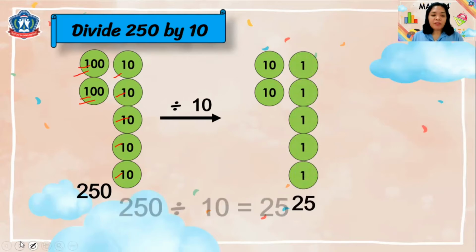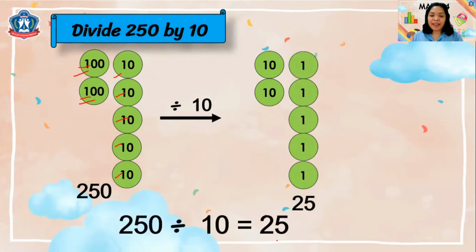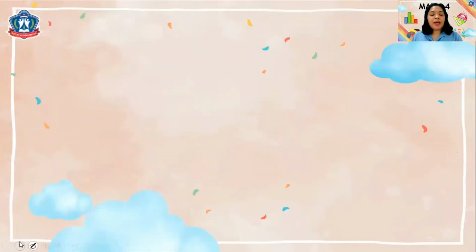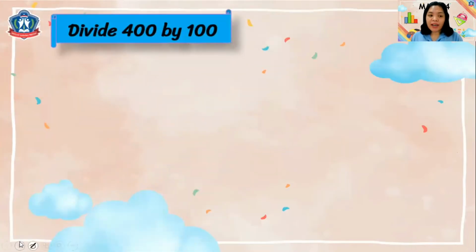So again, what have you observed on our quotient? Remember, the answer in division is quotient. From 250, we divided by 10, it becomes 25. So what happened to the 0? We remove 1 zero. So children, remember that if we divide a number which is a multiple of 10, which is 250, this is a multiple of 10, we can remove the 0 from the end of the number to get the answer.